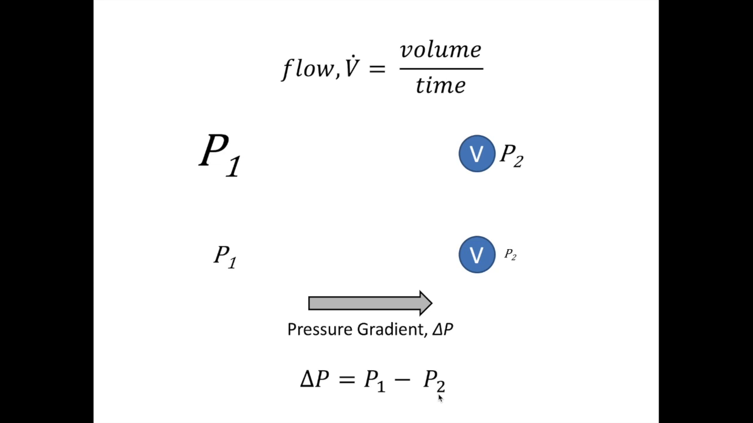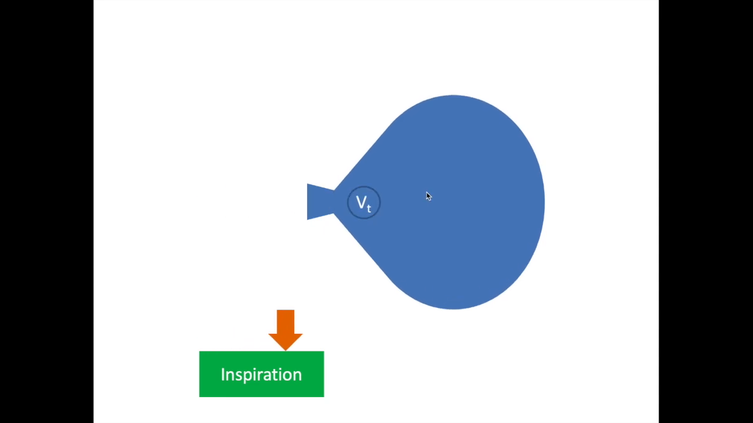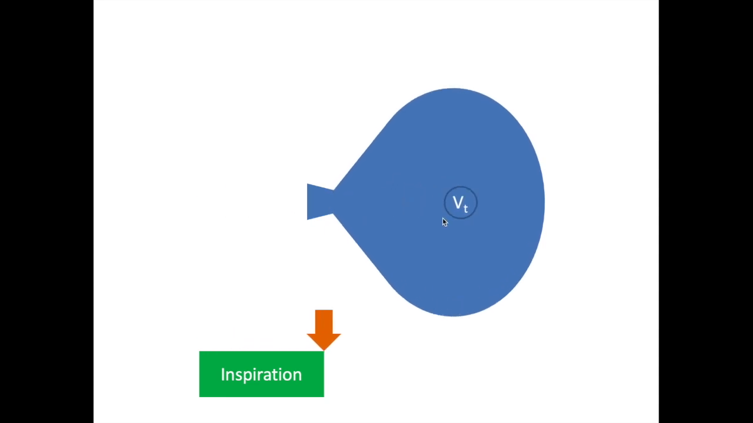Let's say this is your lung. The object of ventilation, of breathing, is to get this tidal volume, designated like this, V with a subscript T, so this is tidal volume. You have to get this tidal volume into your lung and then back out again. So during inspiration, tidal volume goes in until the end of inspiration, and then expiration starts and the tidal volume comes back out.